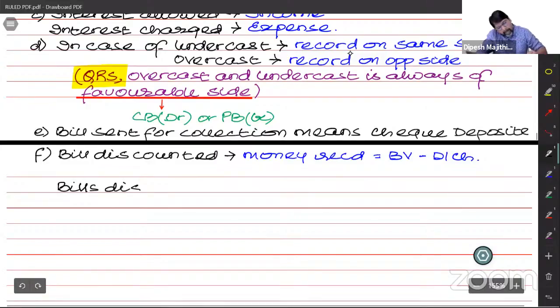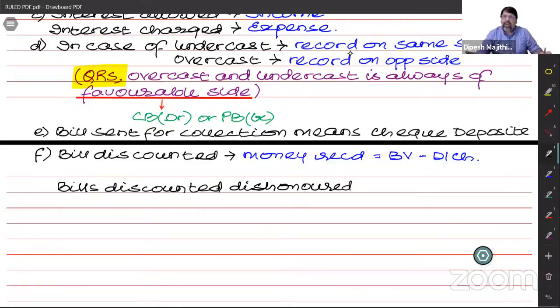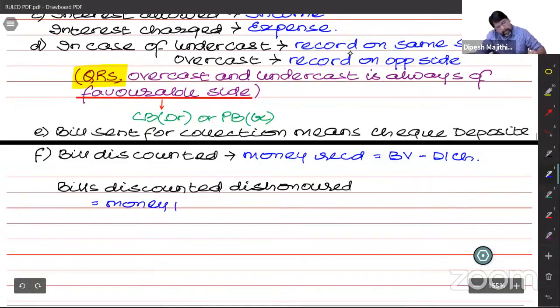Bills discounted dishonored. Bill discounted dishonored. Money paid is equal to bill value plus noting charges. Am I clear? Money paid.